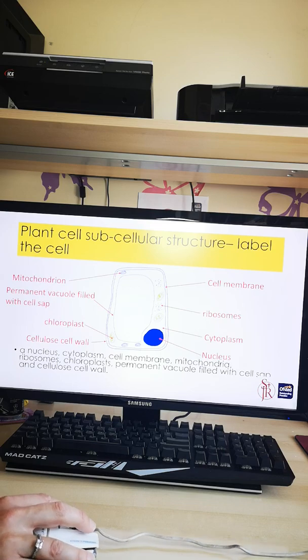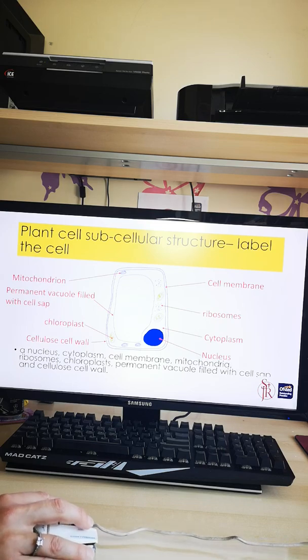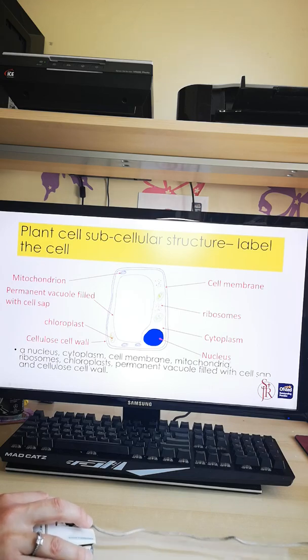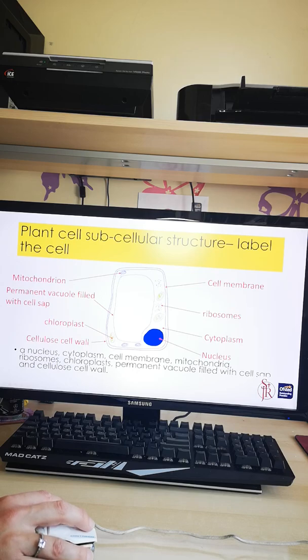Cytoplasm was the site of chemical reactions in the cell. The nucleus controlled the activities of the cell as it contains the genetic information. And the mitochondria produced ATP, which is the energy source for all the activities in the cell, including active transport.